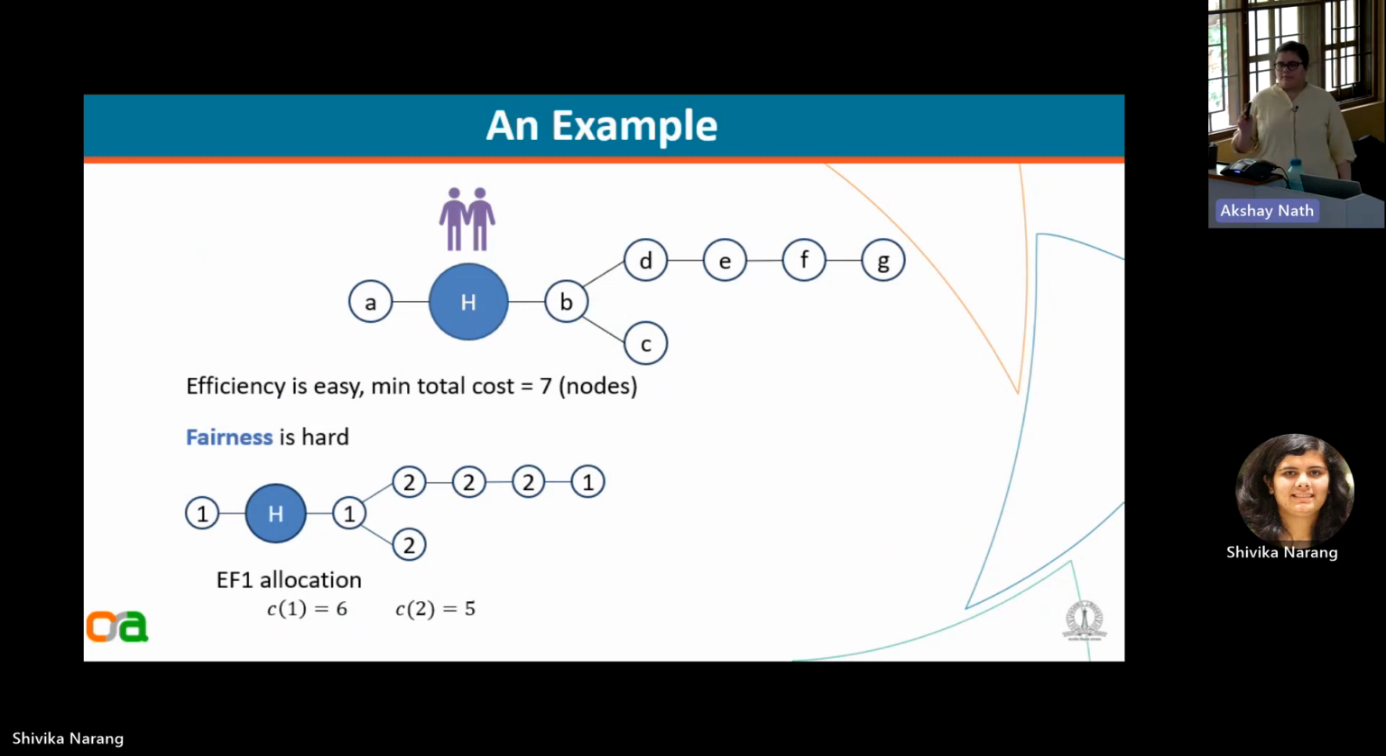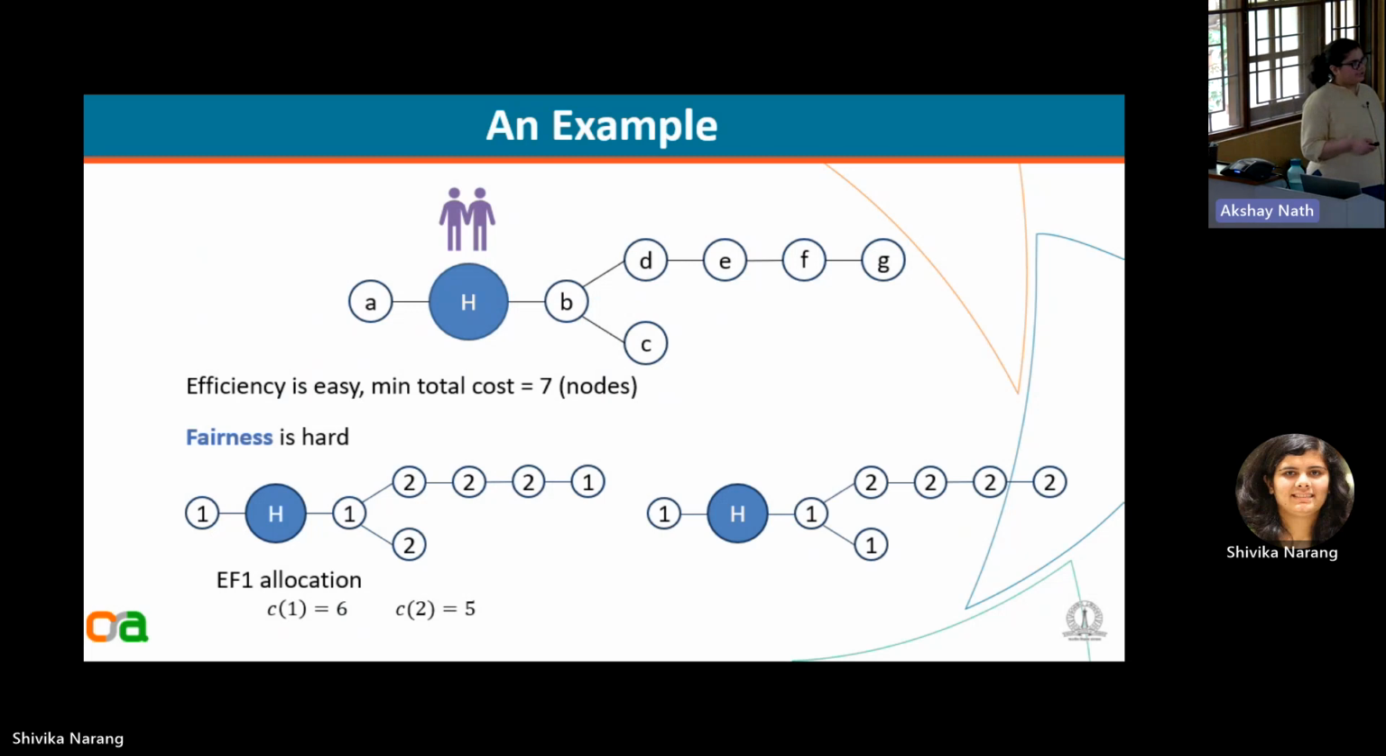But there's a problem with this, right? Now, agent 1 can go to agent 2 and say, hey, you're already going to F, and I am already going to B. How about you service G and I'll service C? It won't increase your cost because going from F to G is the same as B to C for you. And agent 2 says, sure. And we get this allocation.